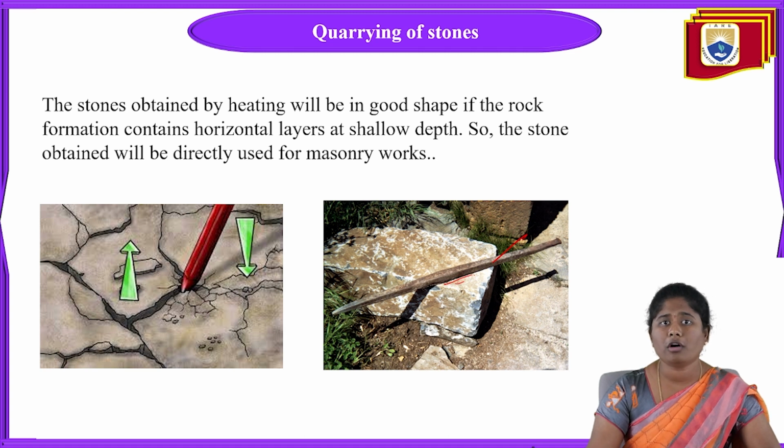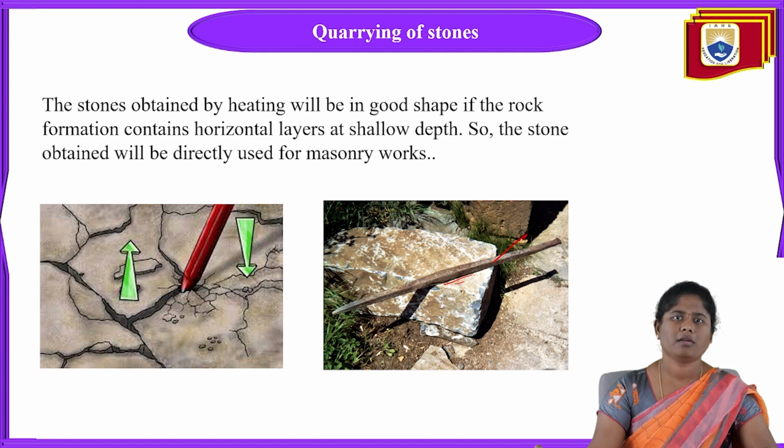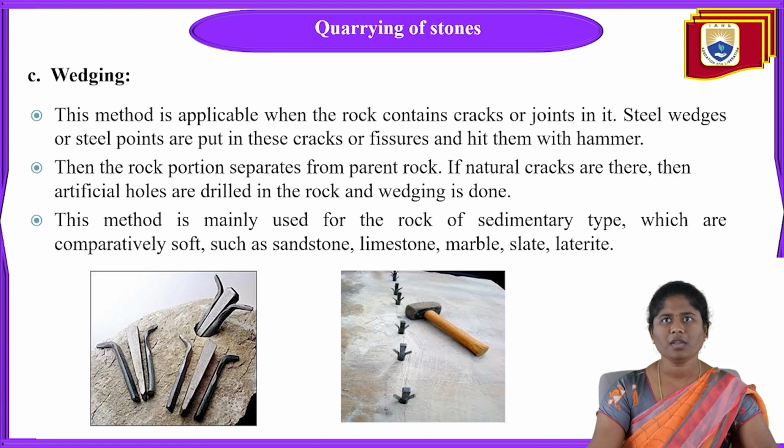If this rock formation contains horizontal layers at a shallow depth, this stone will be obtained directly for masonry works. Masonry, meaning construction purpose, is very important. After breaking these stones, we can easily use them for the masonry works.